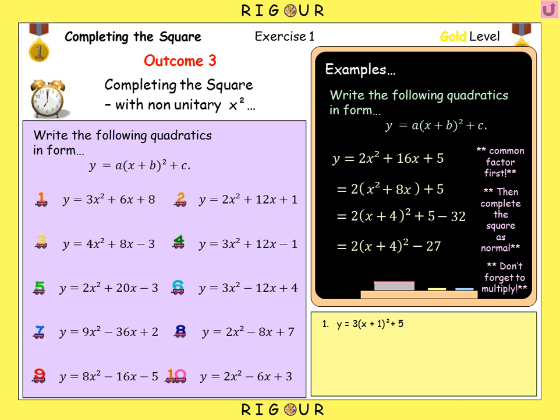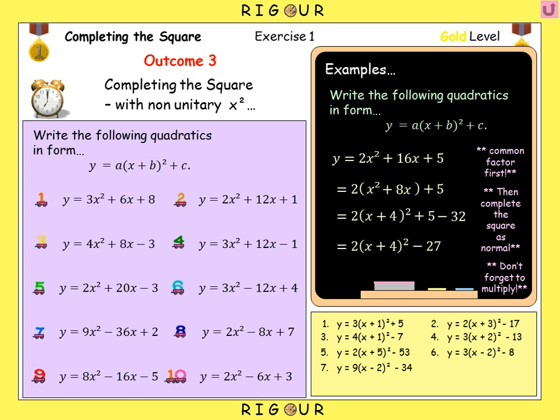So we have 3 bracket x plus 1 all squared plus 5, 2 bracket x plus 3 all squared minus 17, 4 bracket x plus 1 all squared minus 7, 3 bracket x plus 2 all squared minus 13, 2 bracket x plus 5 all squared minus 53, 3 bracket x minus 2 all squared minus 8, 9 bracket x minus 2 all squared minus 34, 2 bracket x minus 2 all squared minus 1, 8 bracket x minus 1 all squared minus 13, and y equals 2 bracket x minus 3 over 2 all squared minus 3 over 2. So a bit trickier with the fractions in the last one.